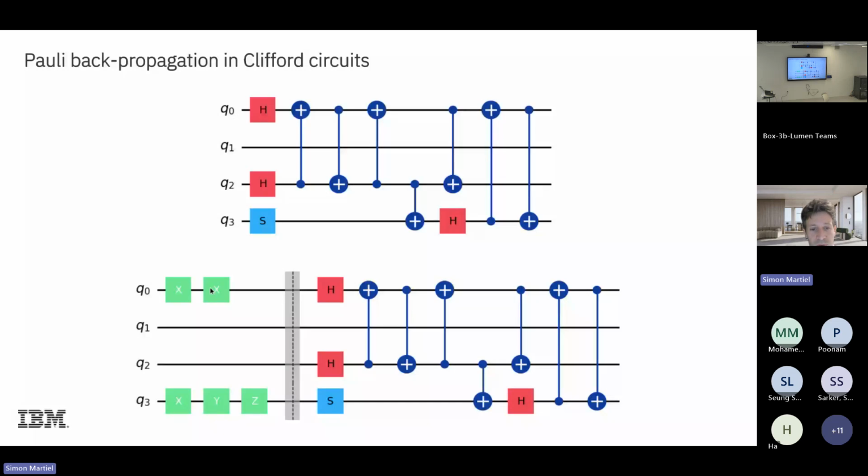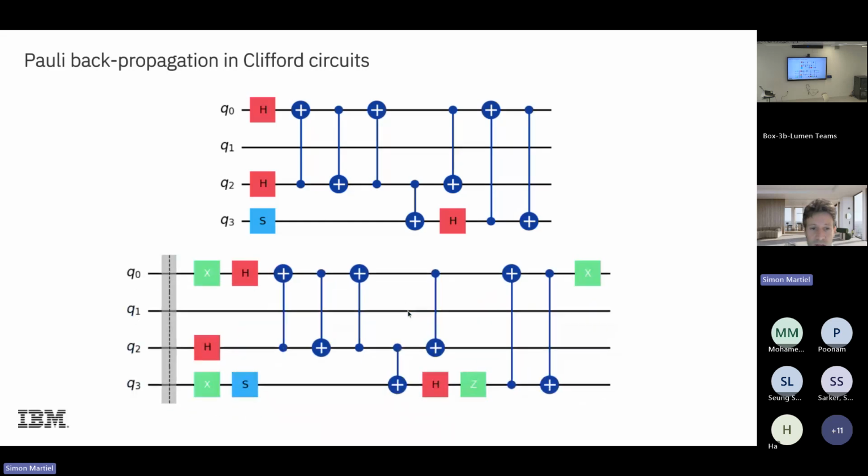So 2 bit flips in a row, it's like doing nothing. So those 2 X's actually implement the identity. And at the bottom here, you have an X, Y, and Z. And if you multiply all of them, you get basically the identity up to a phase. But basically what I want to show here is that when I backpropagated all those Paulis, I get the identity at the beginning. This means that those 2 circuits are equivalent.